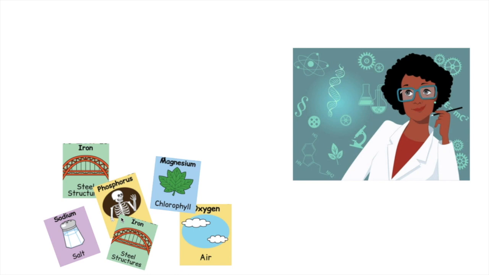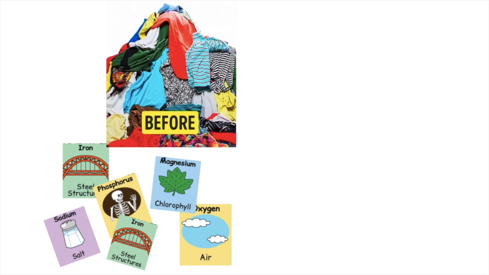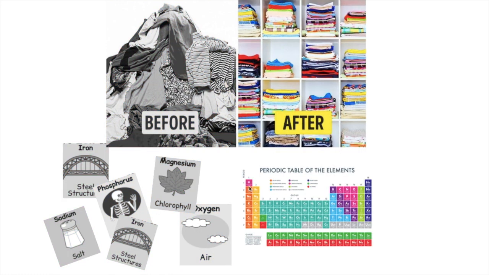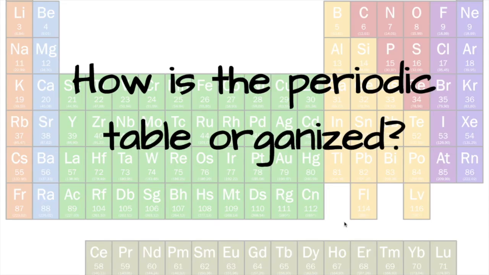So scientists had a problem. They had all these elements, but no way to organize them. Kind of like their room was really messy, and their mom was yelling at them to clean it up. So they came up with the periodic table to organize all the elements so that they would be easy to find. Which brings us to our question, how is the periodic table organized?